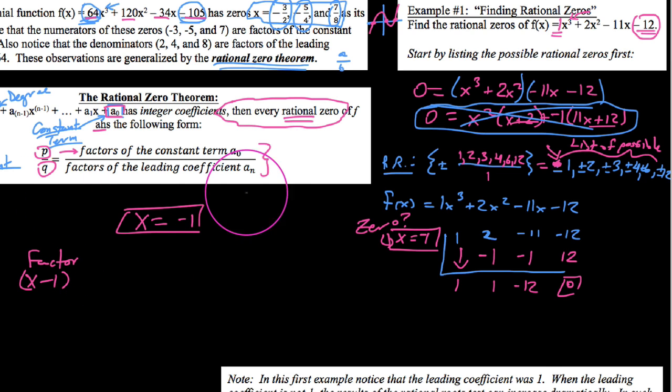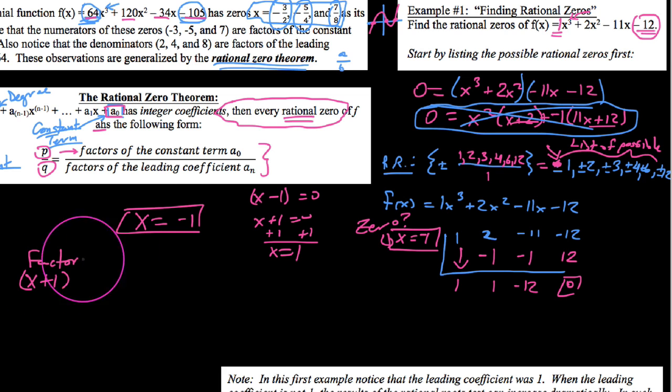Remember that when you set factors equal to 0, like if I said that x minus 1 was a factor, I would have set it equal to 0, and I would have gotten plus 1 on both sides, x equals 1. This has got to be plus 1, because this is negative 1 here. They're backwards. But when I subtract this from both sides instead of add, then I get x equals negative 1. So essentially, here's our factor.